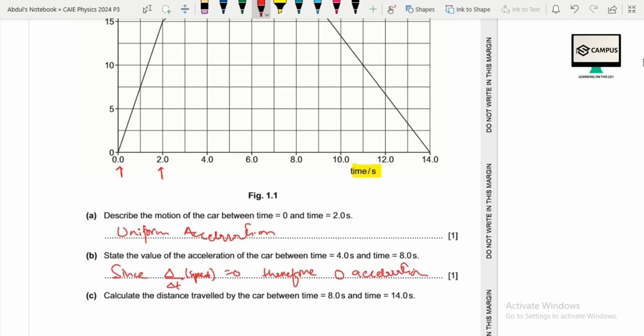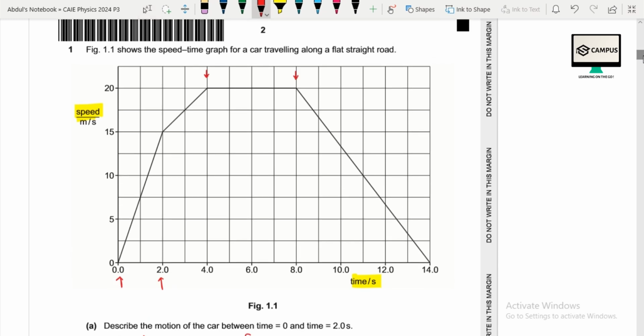Now calculate the distance traveled by the car between 8 and 14 seconds. All right. So we have to look in this bracket now, 8 and 14 seconds, and we have to calculate the distance covered by the car in this time interval. Now, in order to find the distance from the speed time graph, we have to look at the area under the curve, which happens to be this right angle triangle as I'm highlighting here. So we have to find this area.